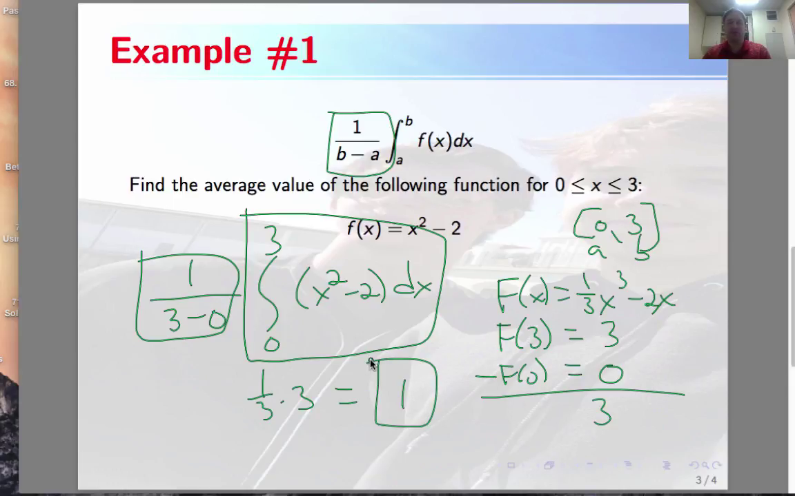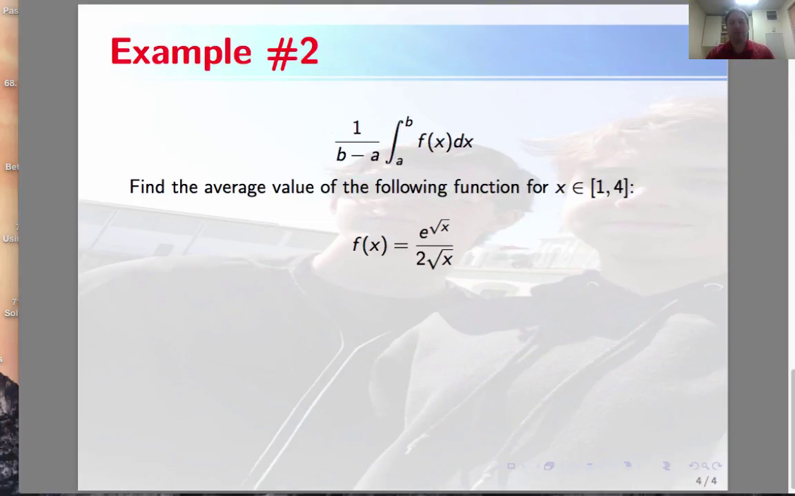The average value of this function is 1, which means that on the interval from 0 to 3, this function, x squared minus 2, is a parabola, right? It starts off at a y value of 0, and it ends at a y value of 7, right? Just plug in 0 and 3 to this function. But on average, the average value of the function is equal to 1. Okay. If you graph this in Desmos, I'm sure you can convince yourself that it appears to be the average value, 1.